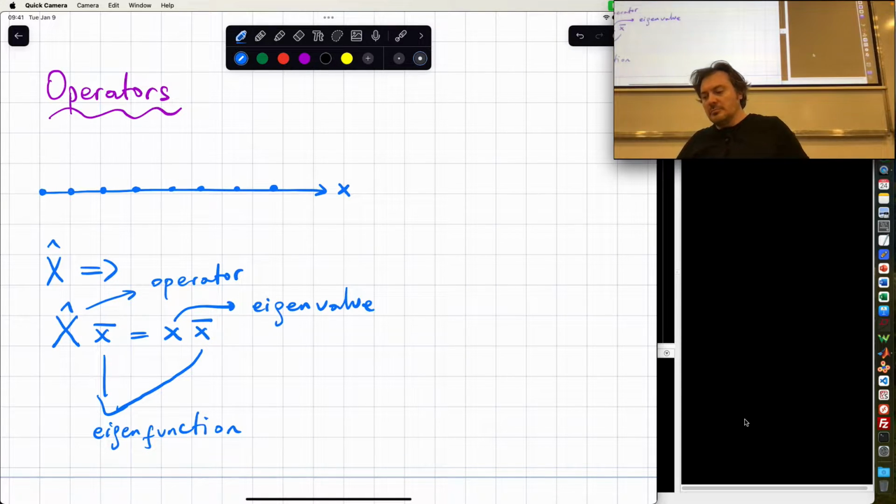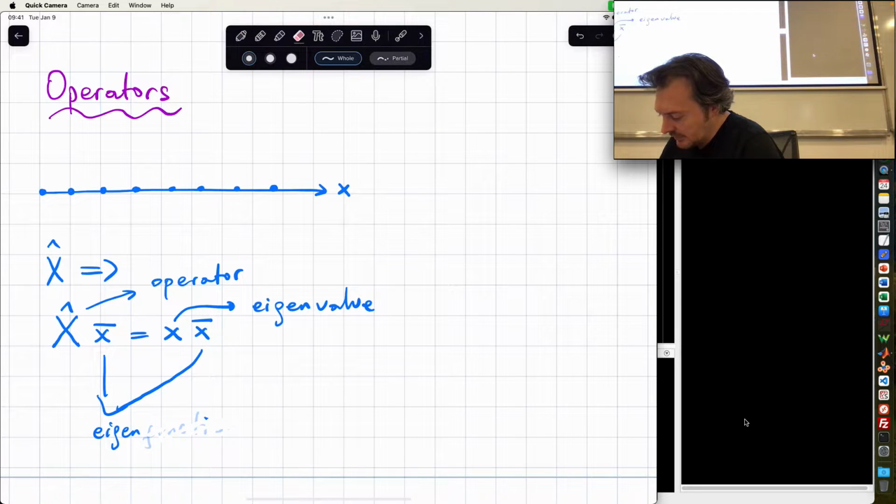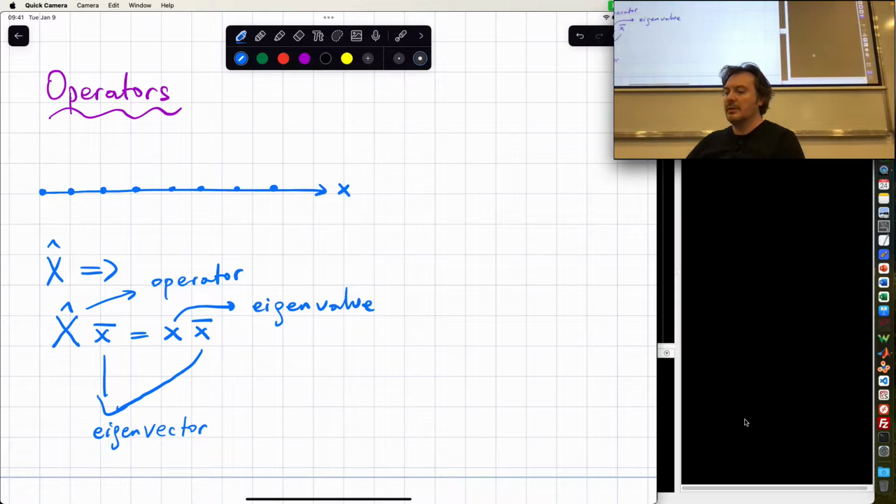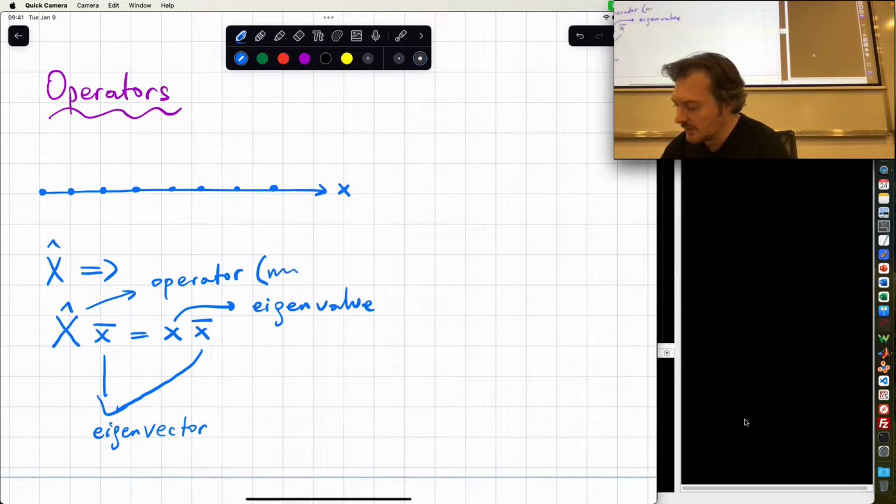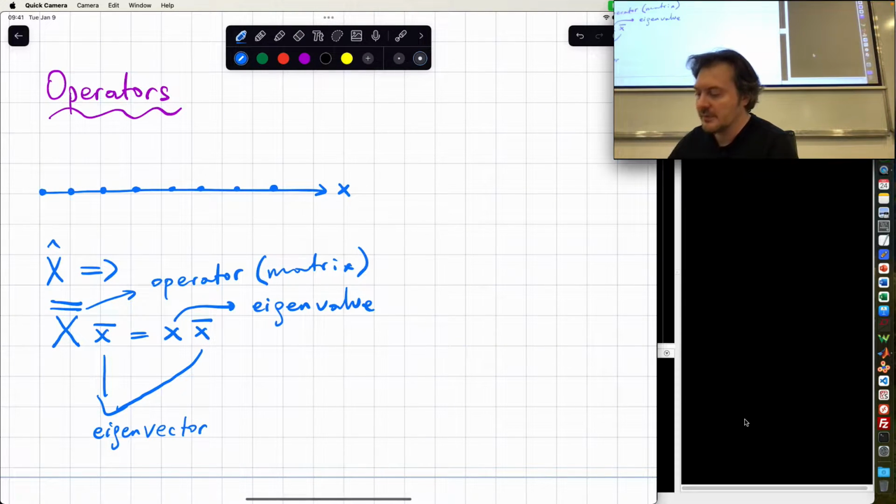First of all, let me give you some time for this to travel to your minds. Does it make sense? So you have an operator, there's an eigenvector. Let's go with eigenvector. Very good. Eigenvector, eigenvalue, and this is the operator, which is represented by a matrix. Okay? So it's better if I write it like this.